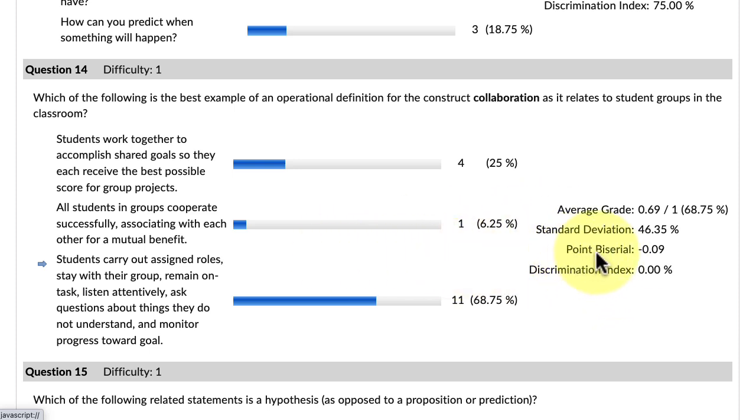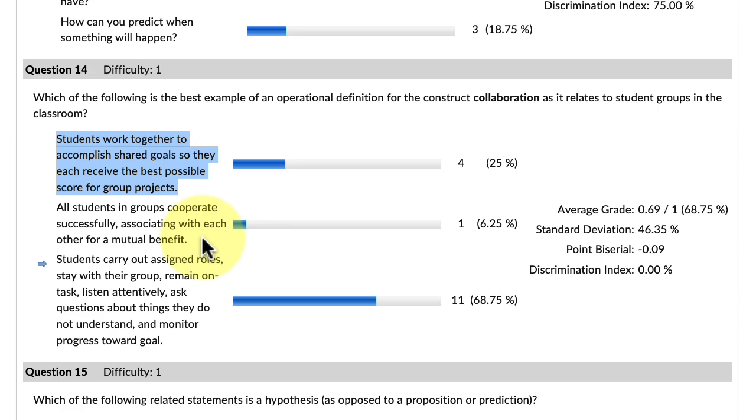What the point biserial tells you, which is interesting, is that the students who thought this was the correct choice, the 4 students who thought this, probably did well on the other part of the test. And so it added to a low point biserial. But again, since the average score for this is pretty high, I'm going to say that this one is okay.